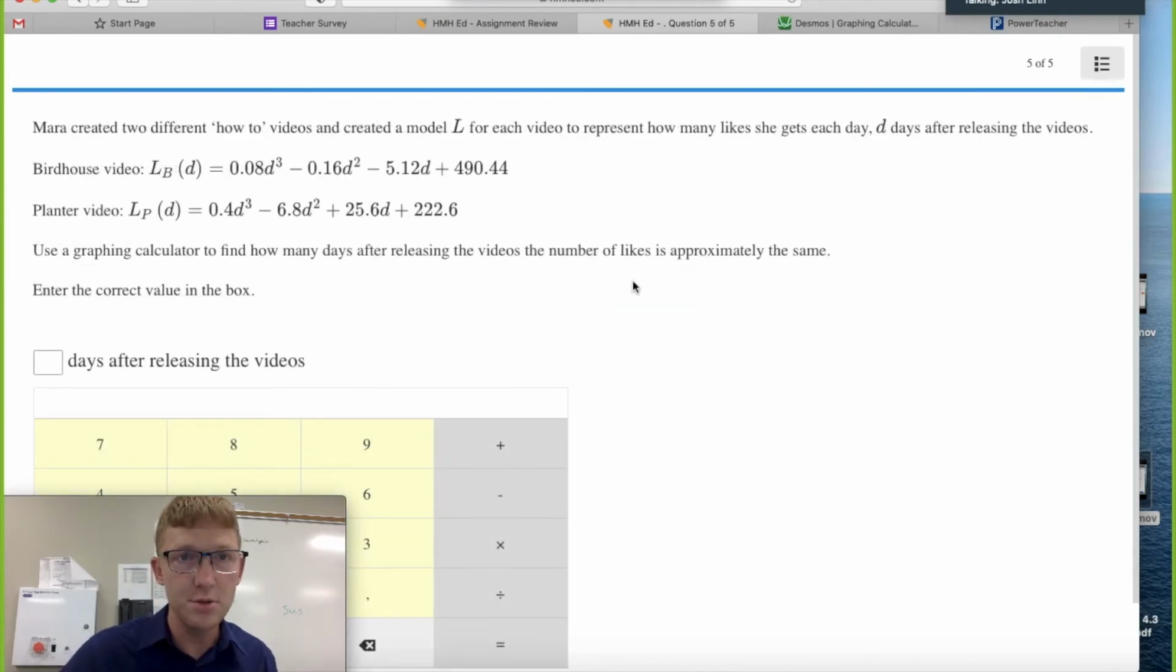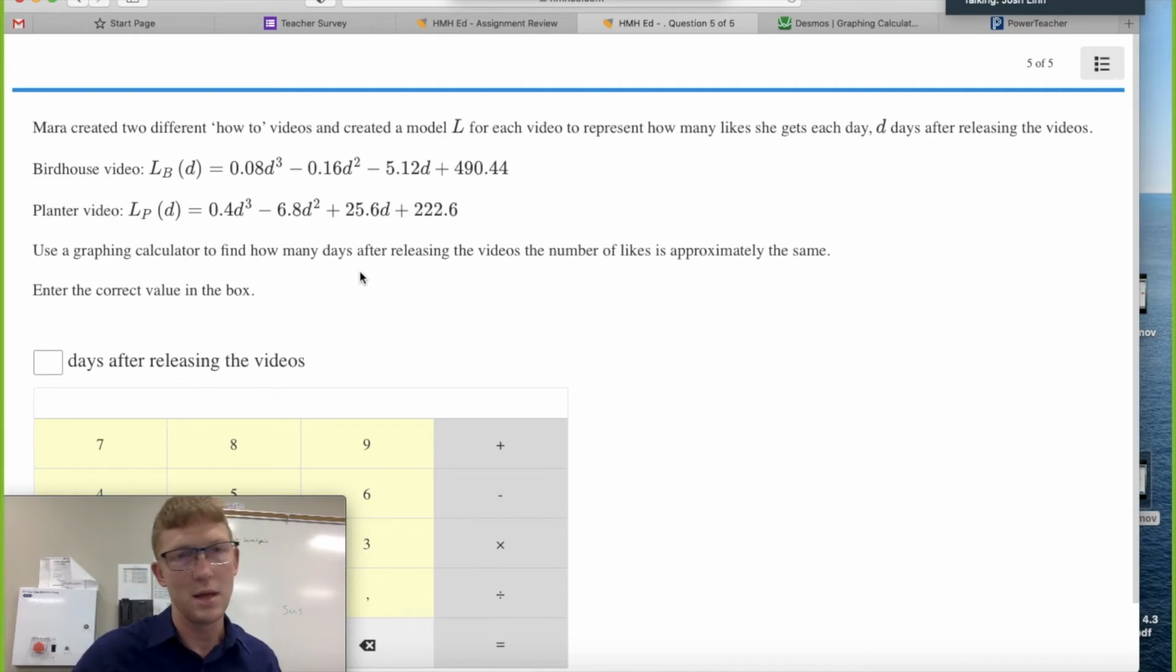So Mara created 2 different how-to videos, hopefully they're not about math, and created a model L for each video to represent how many likes she gets each day, D days after releasing the videos. So she had a birdhouse video, we're going to call LB, which there's your function. We had a planter video, LP, which there's your function right there. Using a graphing calculator, find how many days after releasing the videos the number of likes is approximately the same. Enter the correct value in the box.